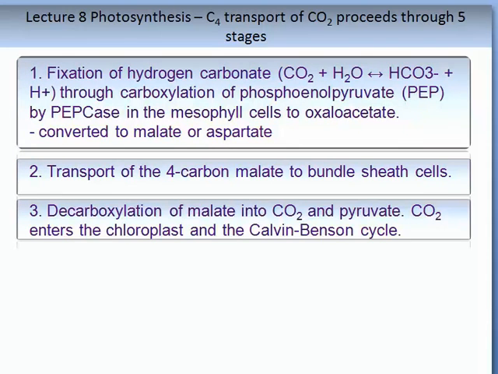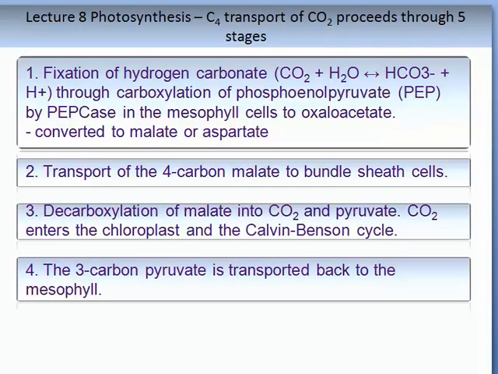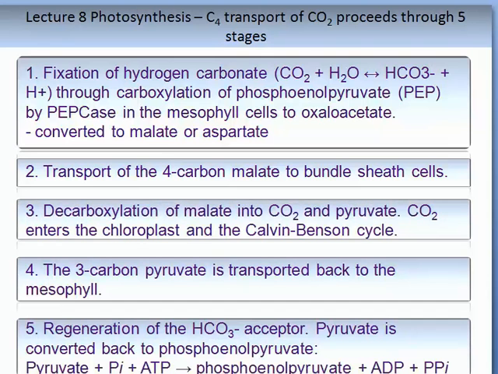The third stage is decarboxylation of malate into carbon dioxide and pyruvate. Carbon dioxide enters the chloroplast and the Calvin-Benson cycle. In the fourth stage, the 3-carbon pyruvate is transported back into the mesophyll. And the final stage is the fifth stage, where regeneration of the hydrogen carbonate acceptor occurs: pyruvate is converted back to phosphoenolpyruvate. The formula on your slide shows the chemical reactions.